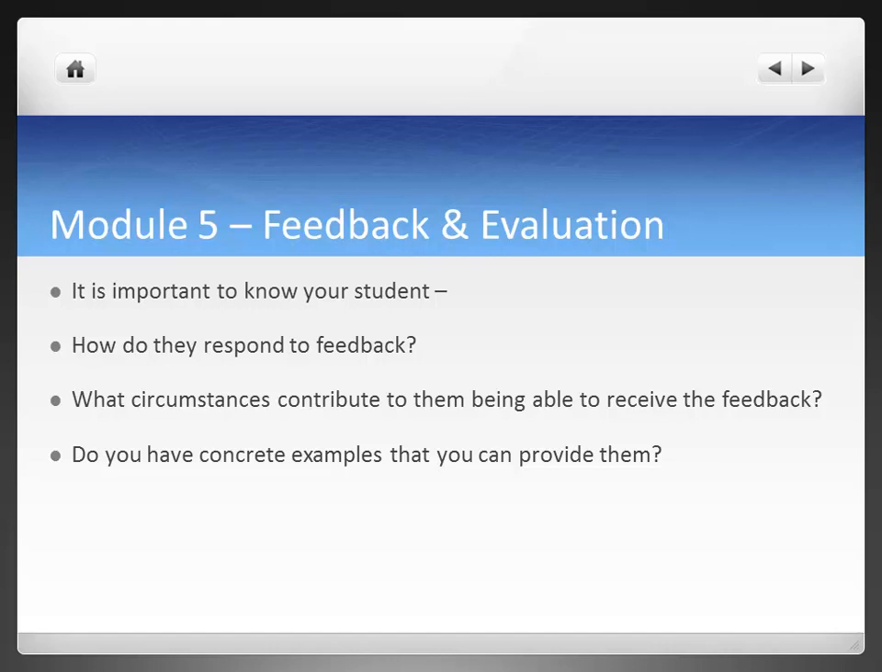Again, having concrete examples that you can provide them when you're delivering the feedback is really important. Examples of the behavior that you're concerned about, as well as examples of what you'd like the outcome to be, or your expectation about how you'd like that behavior to change.